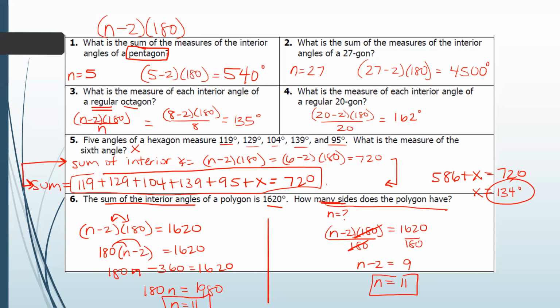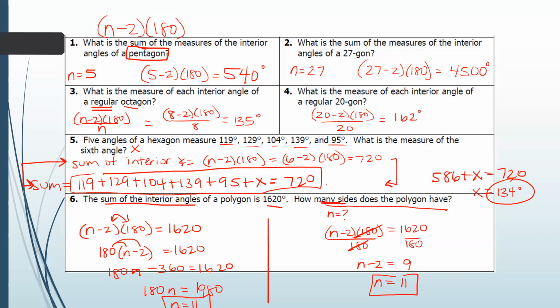You want to use distribution? Cool, use distribution. You want to divide by 180 first? Cool, that's okay too. Both ways are algebraically solid and will work. And it doesn't matter to me which way you use as long as you get it right.